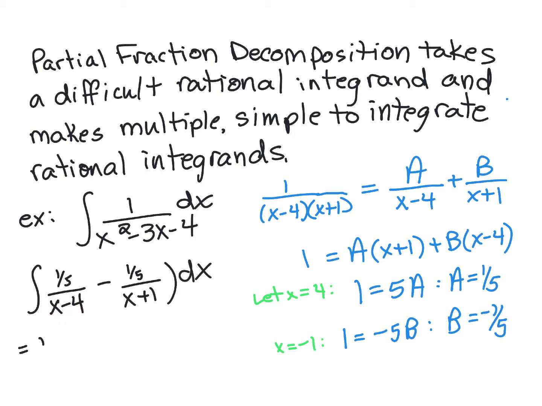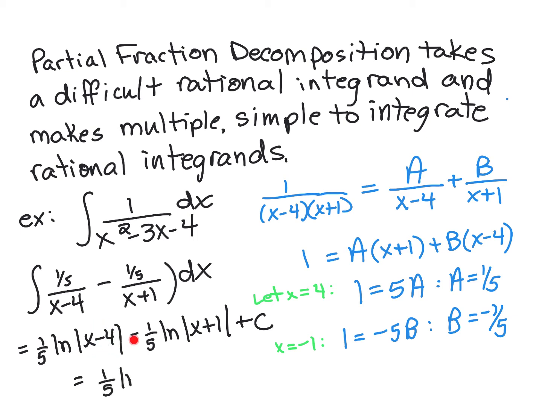The bottom is u, du is dx, so I end up with 1/5 ln of x minus 4 minus 1/5 ln of x plus 1. I can factor out the 1/5 and I can combine the ln's. The positive one will be the top and the negative one will be the bottom. So I get 1/5 ln of x minus 4 over x plus 1 plus c, and done.